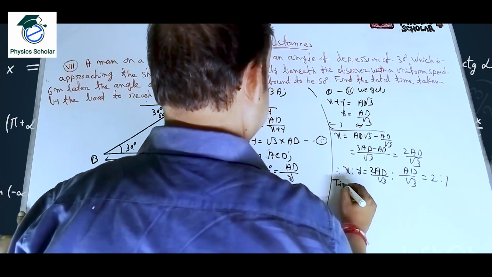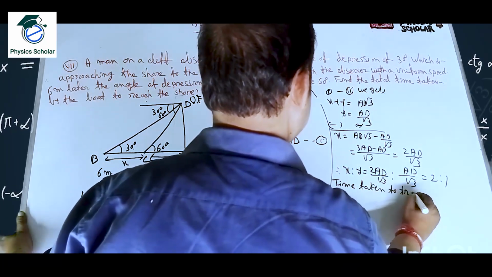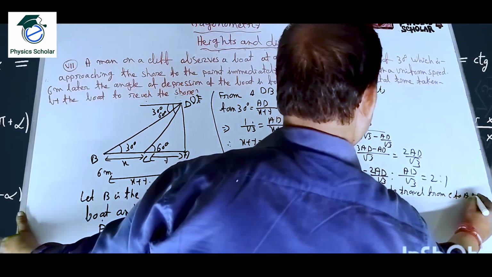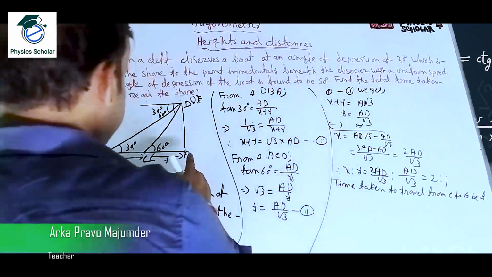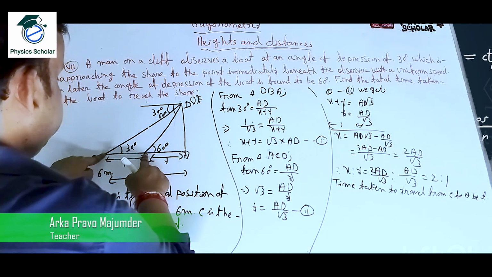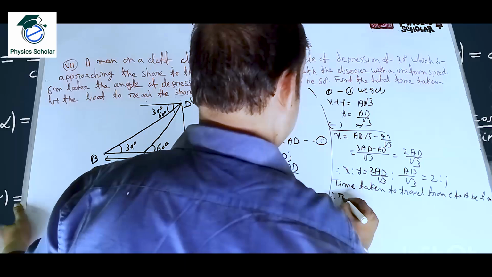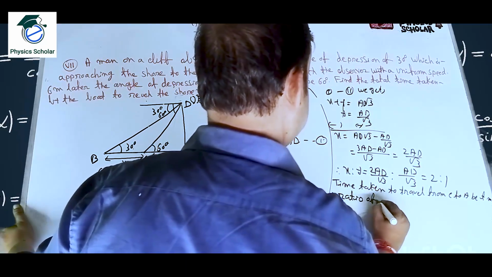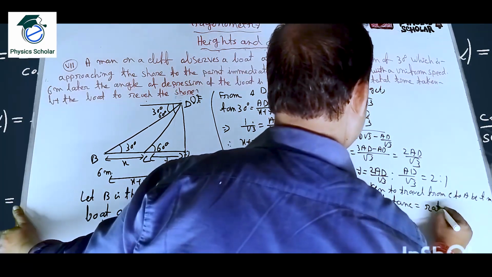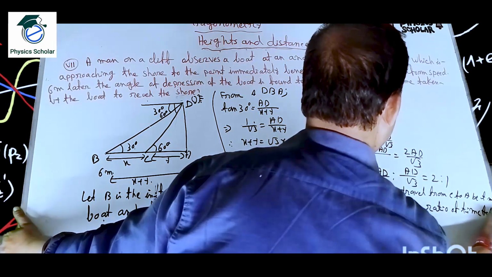Now time taken to travel from C to A, we are assuming that from C to A means shore, so this time taken was 6 minutes, okay, and this time taken is t minutes, we are assuming. So ratio of distance is equal to ratio of time taken, same speed, clear.